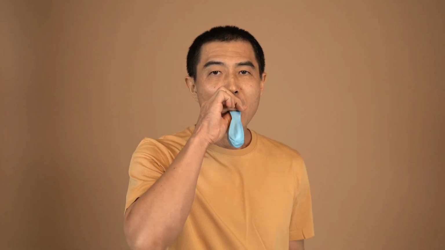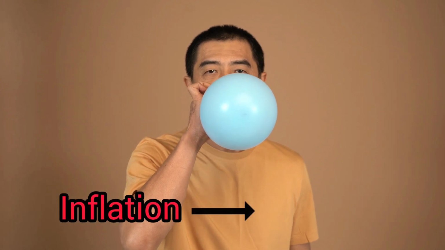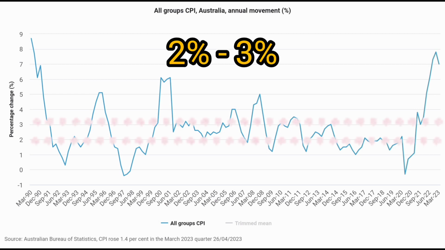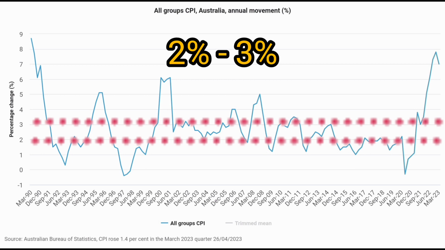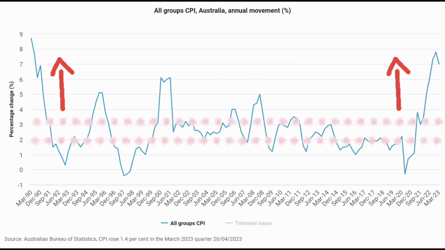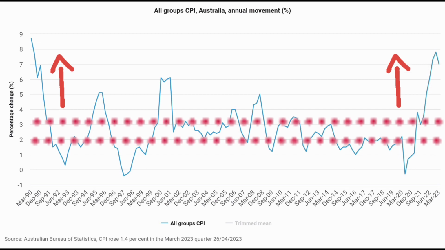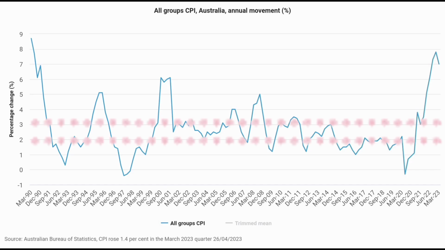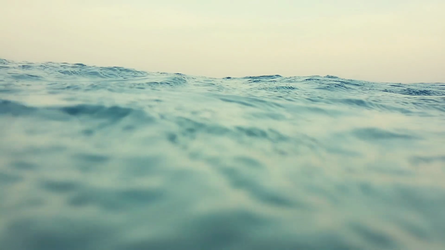Think of inflation like a balloon. When you blow air into a balloon, it gets bigger. Similarly, when there is inflation, prices go up. The RBA aims to keep inflation between 2 to 3%, which is considered a healthy rate for the economy. If inflation goes too high, like an overinflated balloon, it can pop. This means things can become too expensive and unaffordable. On the other hand, if there's too little inflation, like an uninflated balloon, it won't float. This means the economy won't grow and people may lose their jobs.